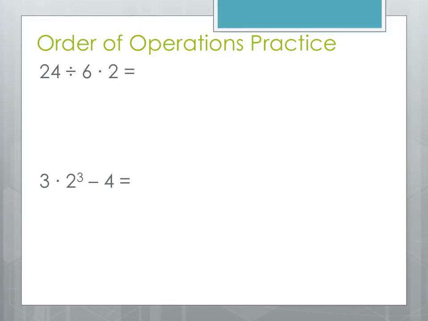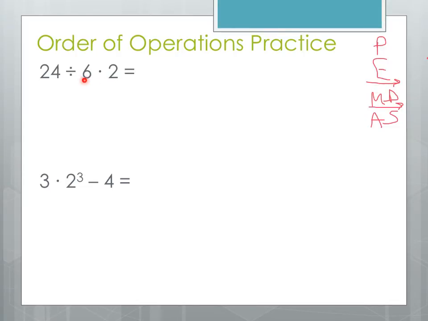Alright, time for some sample problems. Just to remind ourselves, I'm going to write that abbreviated version of the order of operations over here. So we have that to remember. So let's look at this first problem. We have 24 divided by 6 times 2. There are no parentheses, so we can move down to exponents. No exponents in this problem, but we do have multiplication and division, so that's where we'll start. That's all we have is multiplication and division.